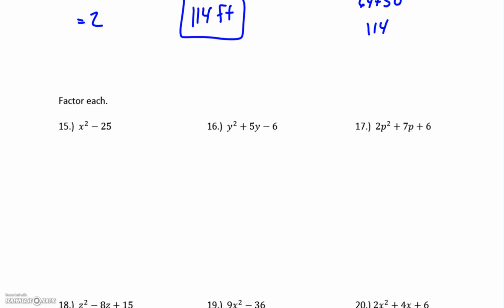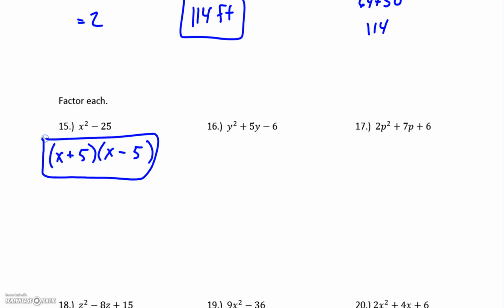If I look at these next couple, it's just asking me to factor each one. So this first one, this is a difference of squares. X squared is a perfect square, 25 is a perfect square, and it's subtraction. Remember, difference of squares always factors into conjugates, which means one's a plus, one's a minus. So this one's going to be an x plus 5, this one's going to be an x minus 5. Again, the factors are exactly the same except for one being positive, one being negative. And that's it, all right? That's how difference of squares factors into conjugates.